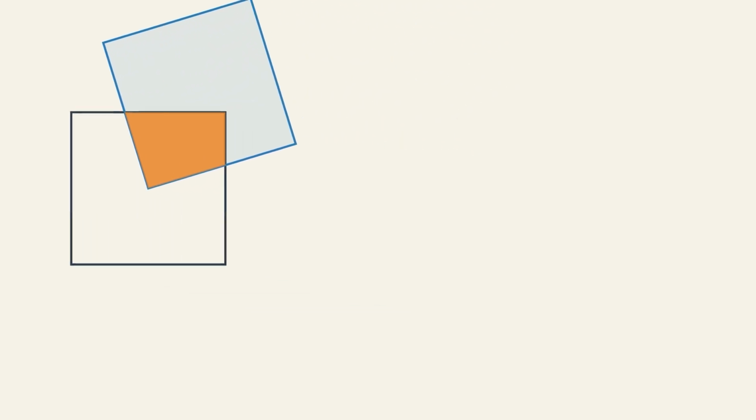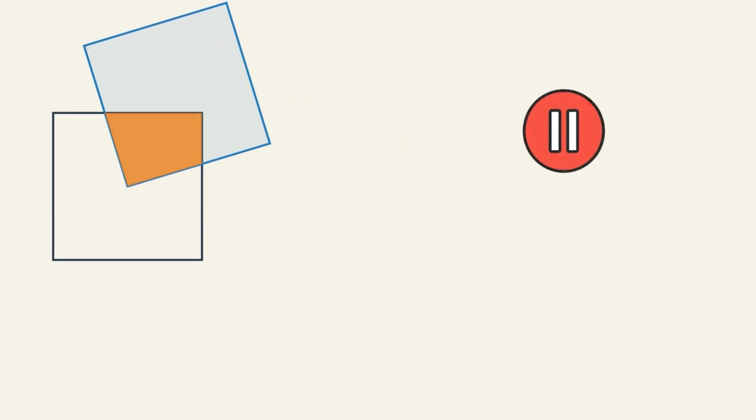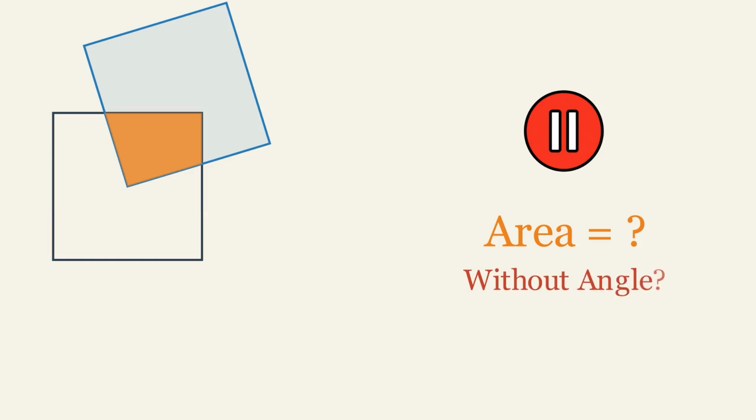Pause the video here. Can you find the area of the orange overlap? Is there a way to solve this without knowing the exact angle of rotation? Trust me, the answer is simpler than you think.